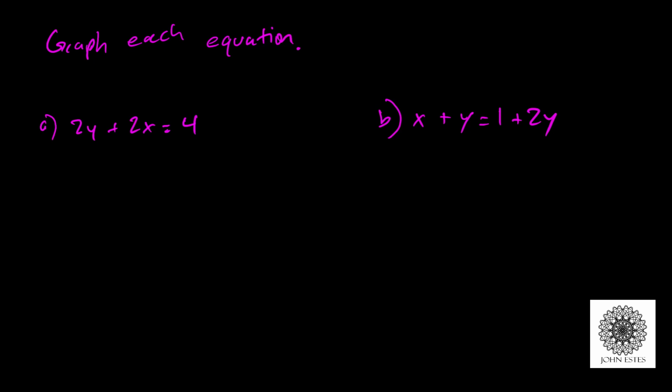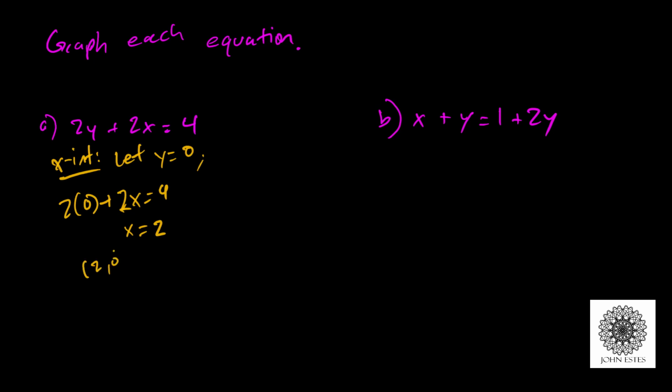So the first one, part A, I have 2y plus 2x equals 4. Now remember, to find the x-intercept, I let my y be 0. So y is 0. If I plug in y equals 0 into this equation, what do I get? 2 times 0 plus 2x equals 4. 2 times 0 is 0, so I just end up with 2x equals 4. Solving a linear equation with one variable, I know my x is 2. So the x-intercept has coordinate 2, 0. Now, depending on your book, they might say the x-intercept is 2. But what they mean by that is that it's the coordinate 2, 0.